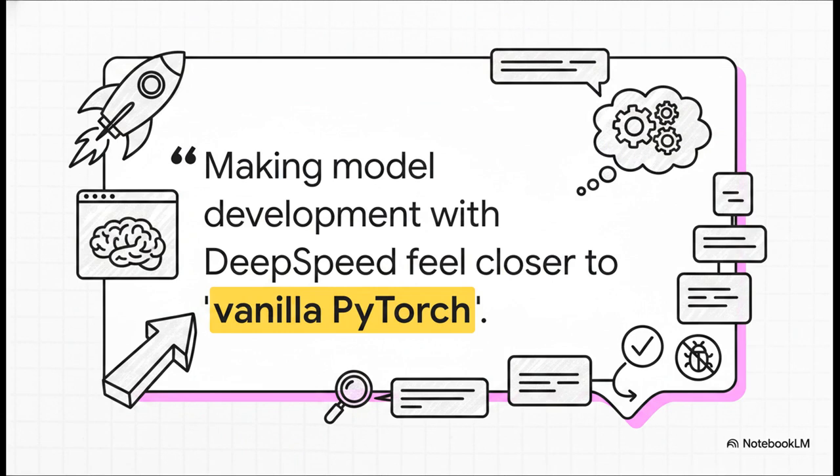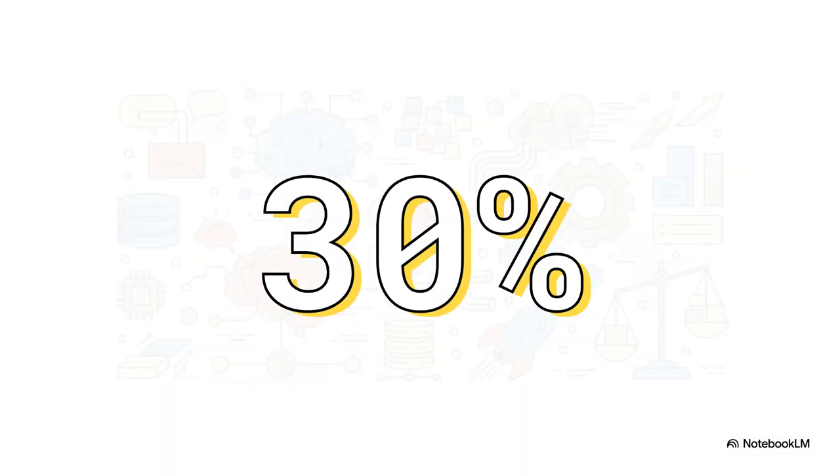This isn't just some technical tweak, it's really a change in philosophy. The whole goal is to make DeepSpeed feel less like this big, complex framework you have to learn, and more like a supercharged version of the vanilla PyTorch that we all know and love. And the payoff for all this new flexibility isn't just about writing cleaner code. By making it easier to do more advanced workload splitting across GPUs, this new API actually unlocked a massive 30% training speed up on a really complex multimodal model. That is a huge win.